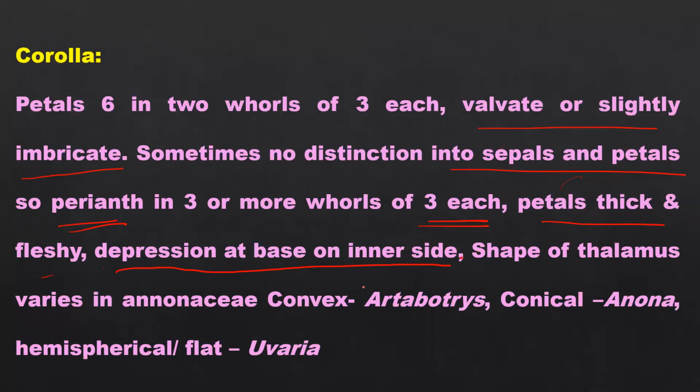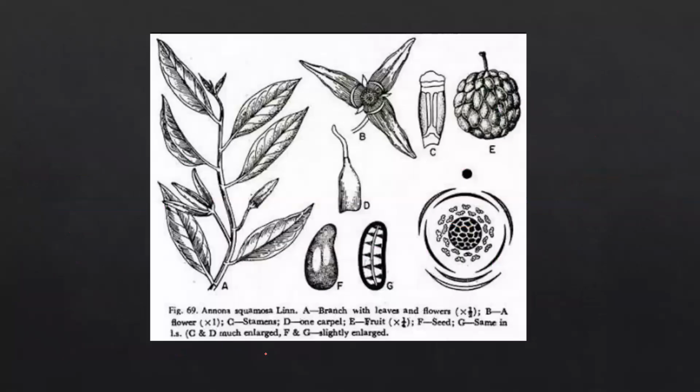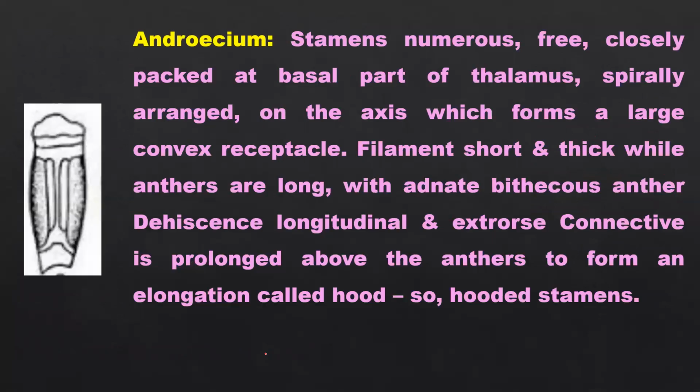Shape of the thalamus varies in Annonaceae. You have convex thalamus in Artabotrys, conical in Annona, hemispherical or flat in Uvaria. Okay. This is just a complete picture. Now we'll come to the different parts.